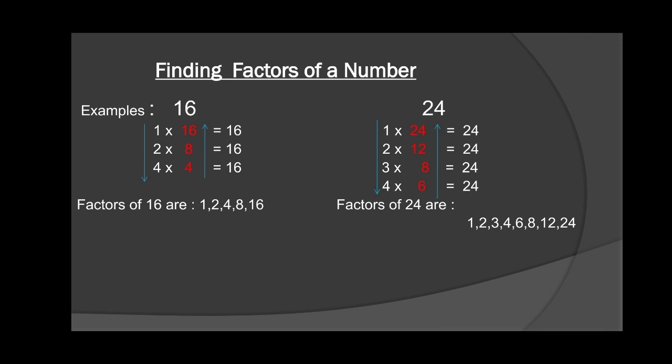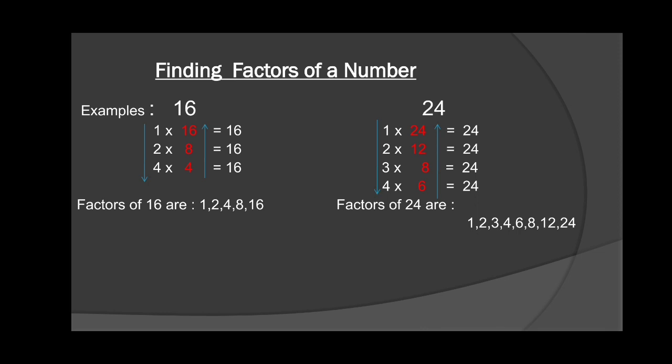Here we have the factors as 1, 2, 4. The arrow which we have drawn here shows the direction of how to see the factors: 1, 2, 4, 8 and 16. Here no need to write 4 again because already we have taken 4. So the factors of 16 are 1, 2, 4, 8 and 16.